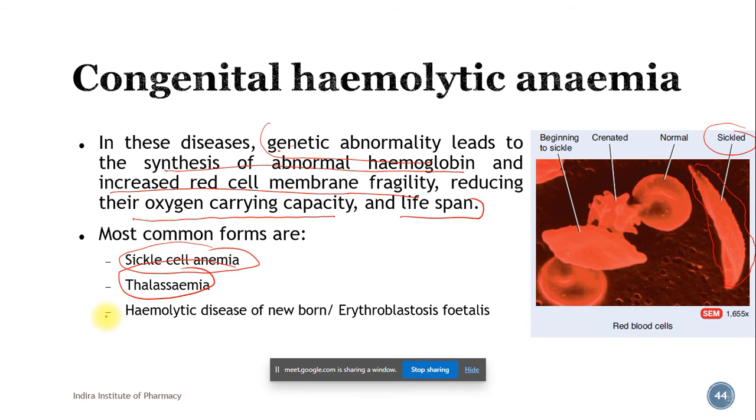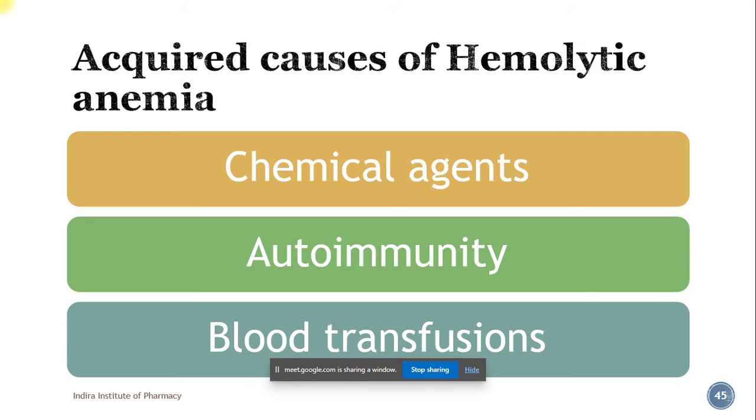Okay, and the next one is the hemolytic disease of newborn or erythroblastosis fetalis. We are going to study this erythroblastosis fetalis in detail when we study blood types, okay, blood grouping. Okay, so which are the acquired causes of hemolytic anemia? Exposure to certain chemical agents can cause hemolytic anemia.